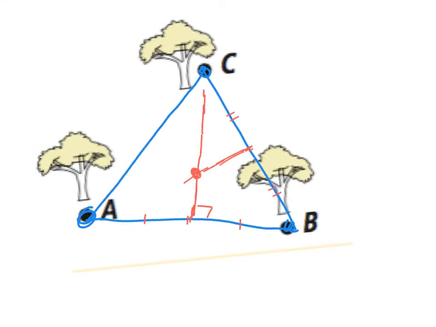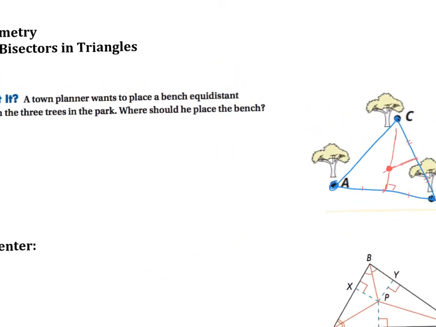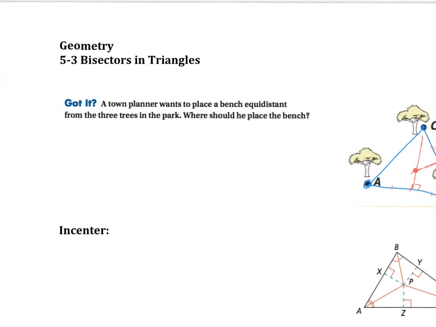So where should the bench be? The bench should be right here at the circumcenter. Where should the bench be? At the circumcenter. And how do we make that? We use the perpendicular bisectors.